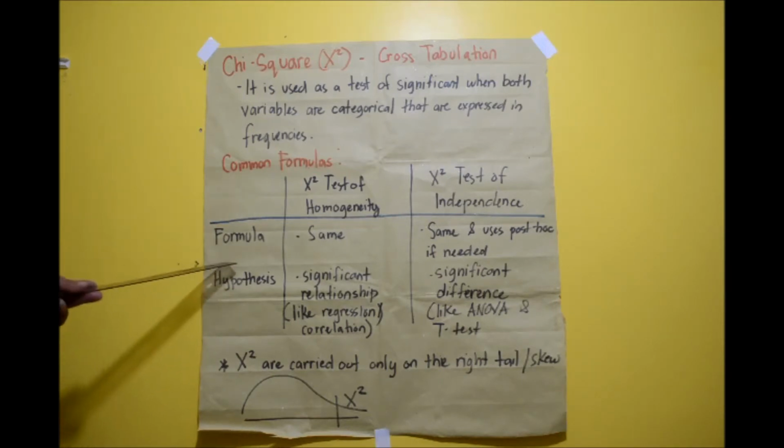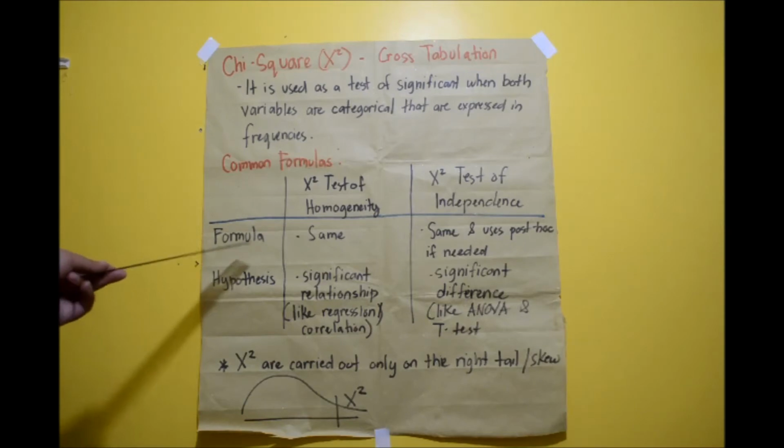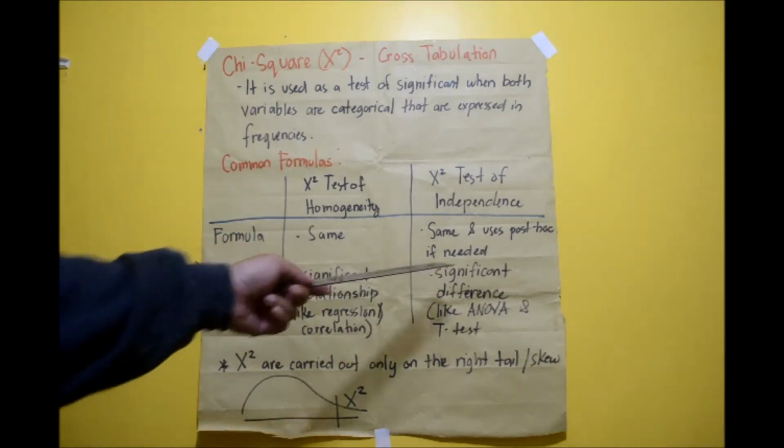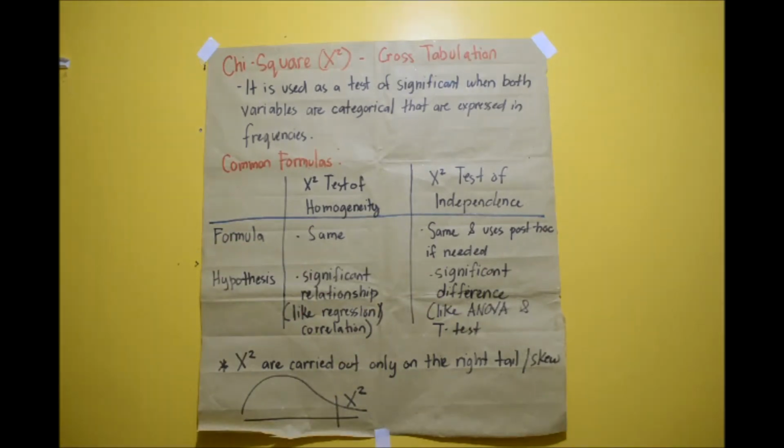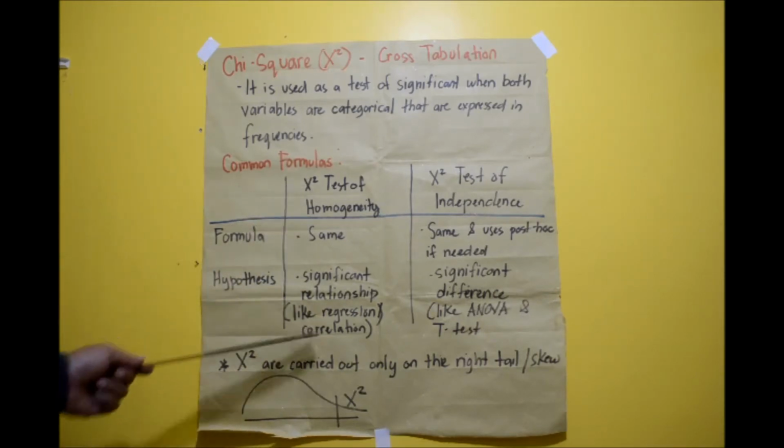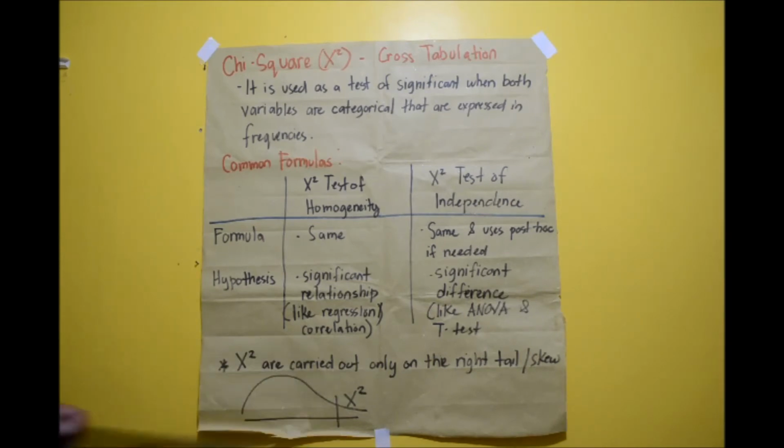When it comes to the formula, the test of homogeneity and the test of independence use the same formula. However, in independence, we use post hoc analysis if needed. I might present it through SPSS instead, although I'll present the manual computation for your chi-square. Now, on your hypothesis, this is where homogeneity and independence differ. We use the test of homogeneity when we want to test if there is a significant relationship when we look into homogeneity. So it's very similar to regression or rather correlation.